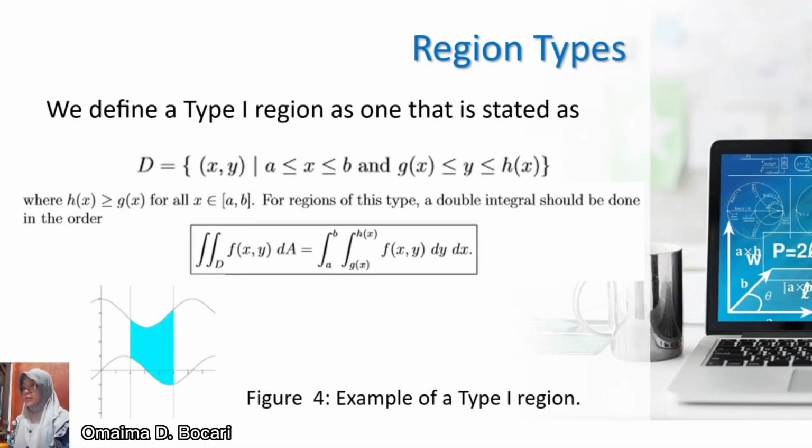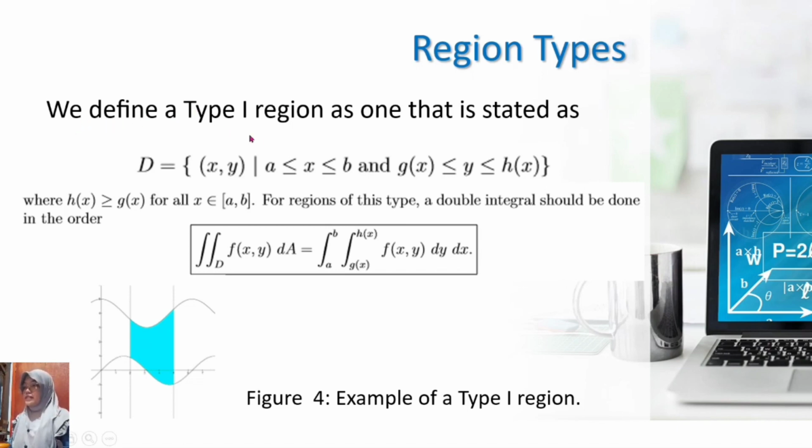Okay, so let's now proceed to the region types, or types of region. There are two types of region, namely type 1 and type 2. Let us first define the type 1 region.